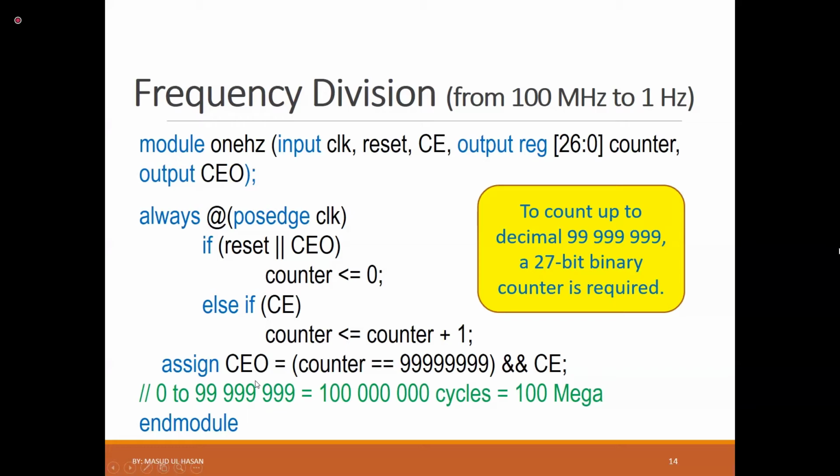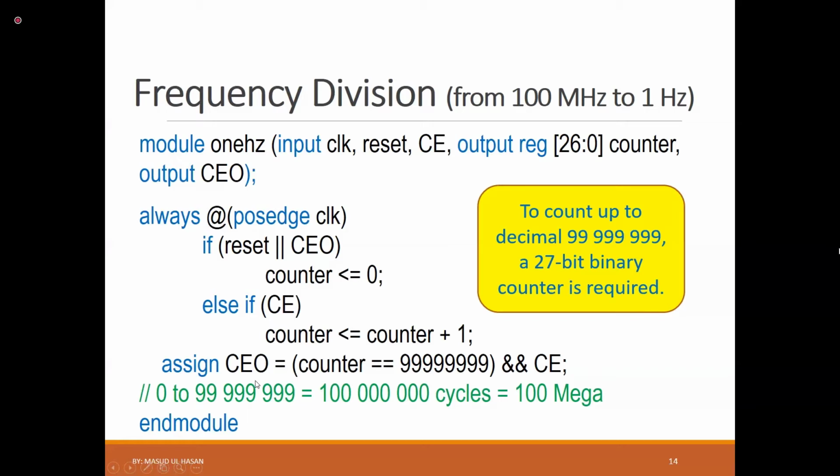This CEO will give us 1 hertz frequency, exactly 1 hertz. So when that 27-bit counter goes to 8 nines, this will become 1. Only at that time it will become 1, like this. Instead of a single 9, 8 nines. Whenever it reaches 8 nines, this will give us 1 pulse. That will be exactly 1 hertz. So in this way, we will divide our frequency from 100 megahertz to 1 hertz.